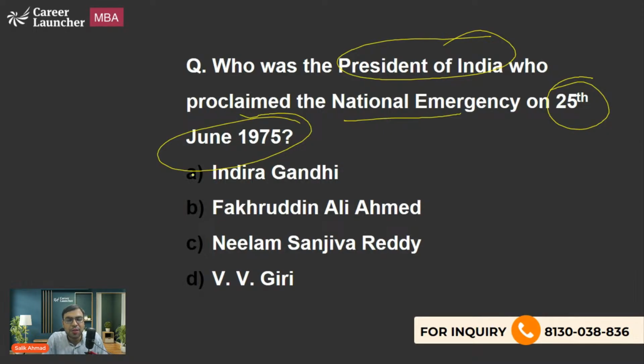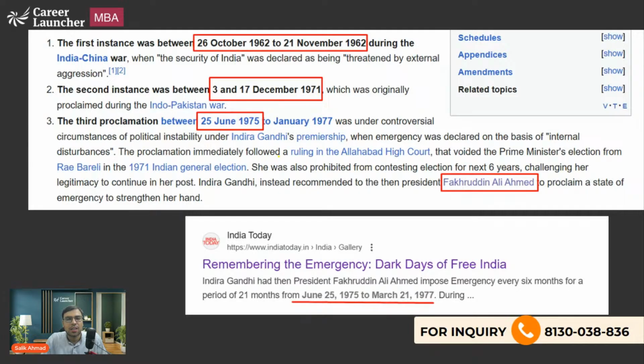So first of all, option A would not be the answer because she was the prime minister. Officially all the decisions are taken by the president. At that time, the president of India was Fakhruddin Ali Ahmed. So B is the right answer to this question. Okay, so these are the three incidents of emergency.